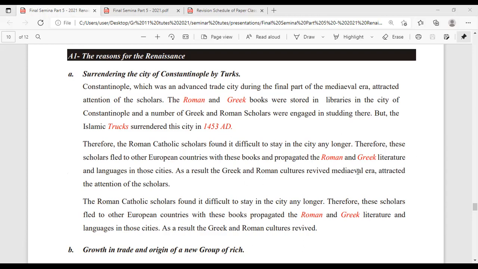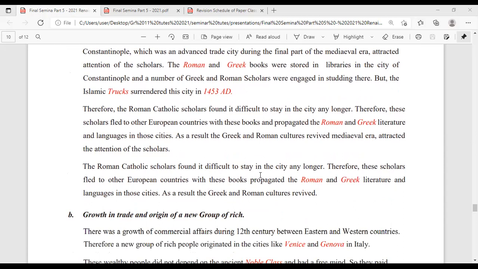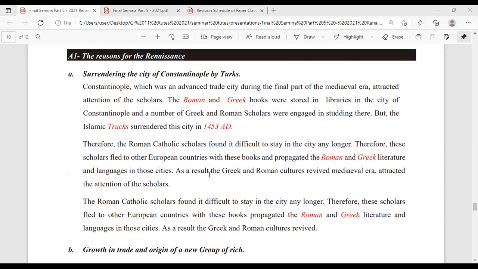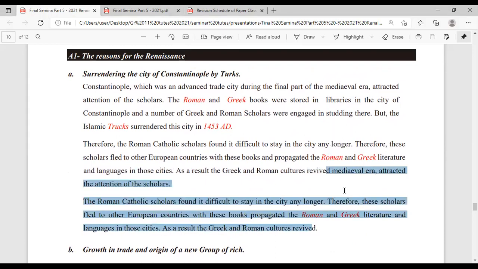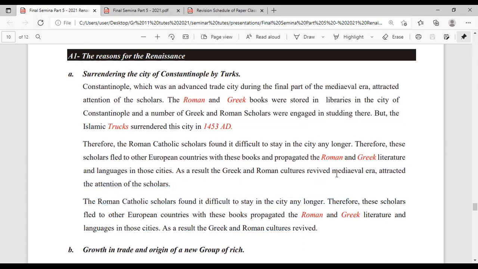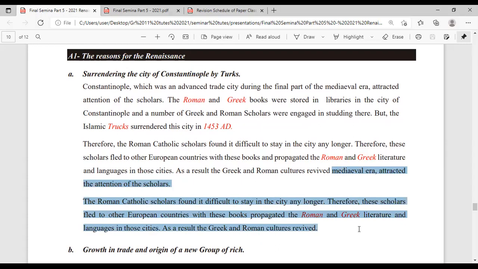So once again, there's something missing. The phrase Roman Catholic scholars is a repetition, which I repeated by mistake. However, from here the answer is revived, so from here the answer is finished. This part is not needed, though you can cut it down. I will also cut it down later on. So these are repetitions. This is the answer. This much writing is enough. This paragraph must be written to support the heading.